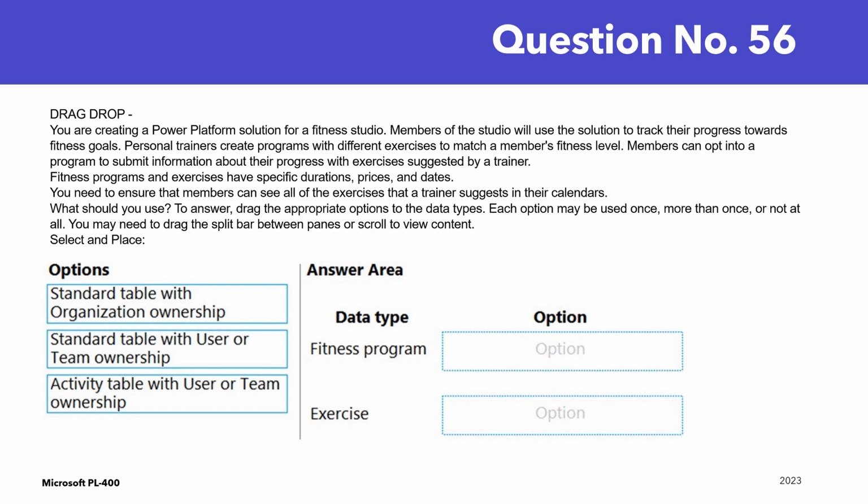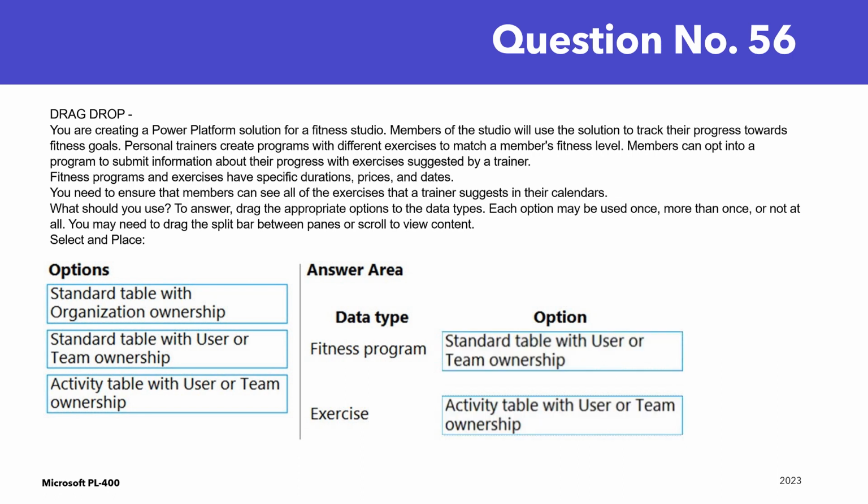What should you use? To answer, drag the appropriate options to the data types. Each option may be used once, more than once, or not at all. You may need to drag the split bar between panes or scroll to view content. Data type fitness program, option standard table with user or team ownership. Data type exercise, option activity table with user or team ownership.